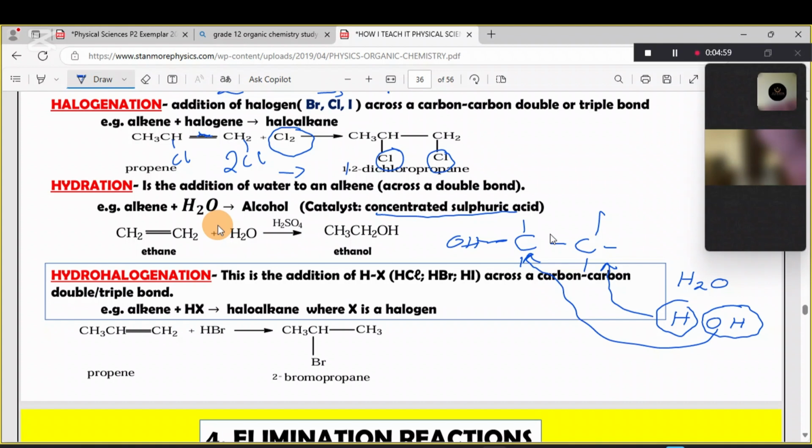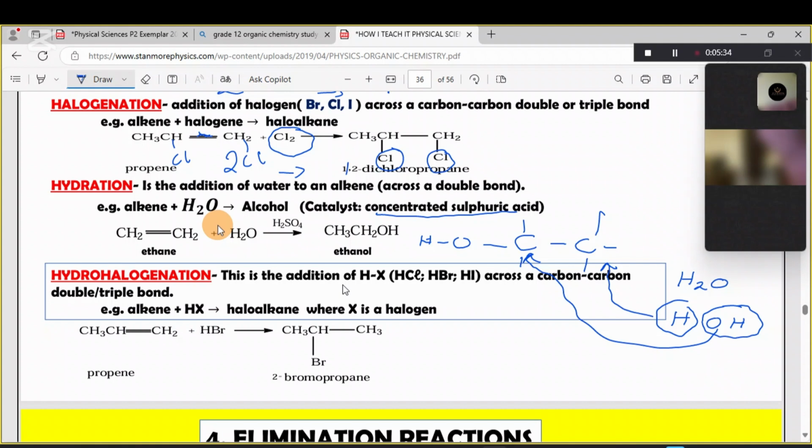Wait, why does the OH move together? Because we're forming an alcohol. Remember, the O-H bond is strong, so I cannot separate the H and the O. Oh, so you just move together as an OH, and then the other remaining H goes on the other carbon.